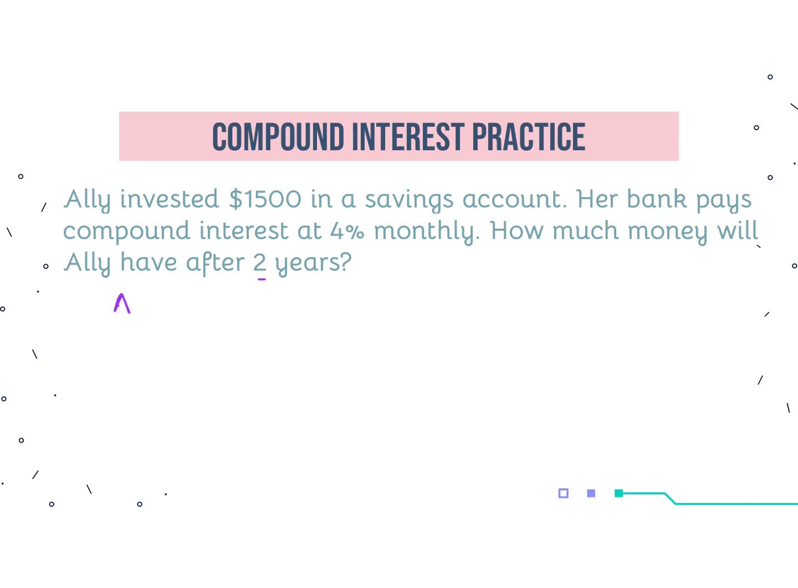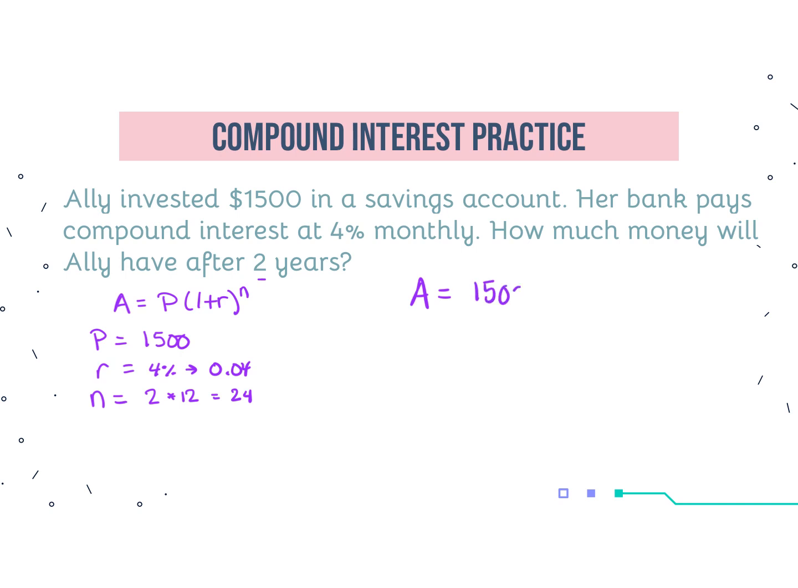So we know that our equation is amount is equal to the principal times 1 plus the interest rate to the power of n, n being the number of terms. So P is going to be equal to 1,500. That's your principal amount. Your rate is 4%, which is 0.04. Now, your N: it's monthly and it's 2 years, so it's going to be 2 times 12, which is 24 periods. So your formula looks like this: A is equal to 1,500 times 1 plus 0.04 to the power of 24.